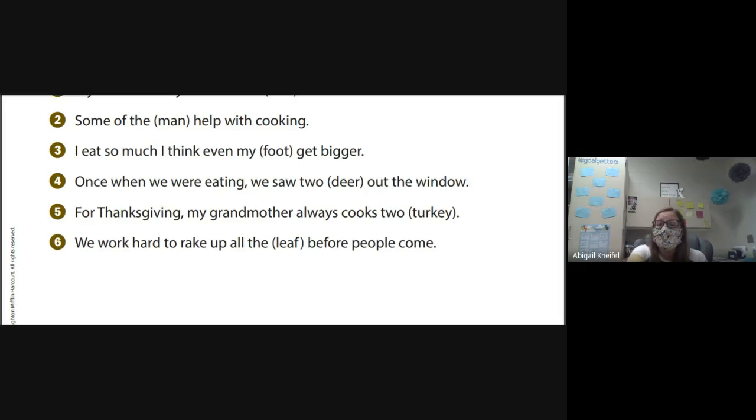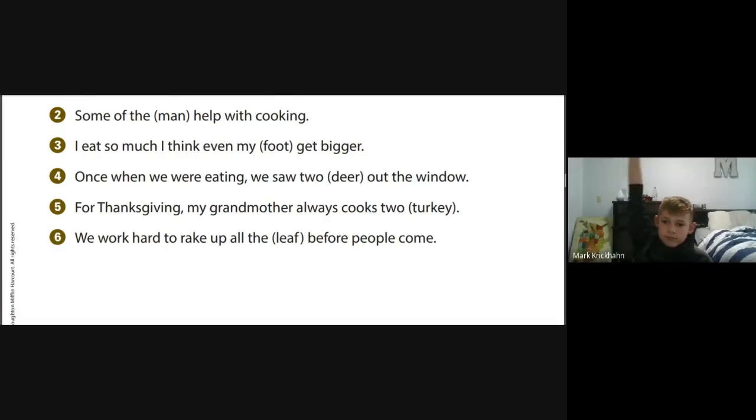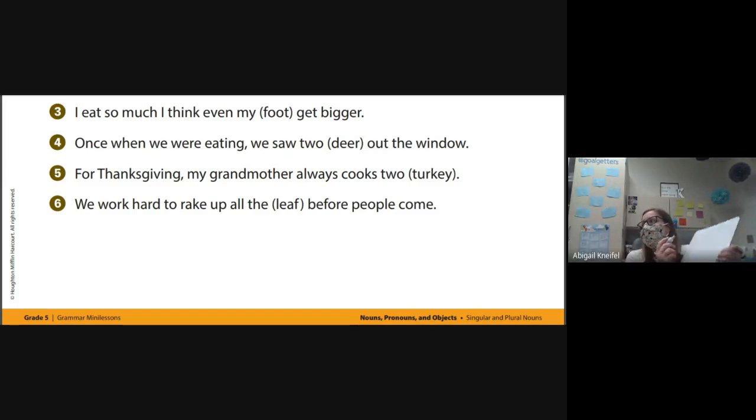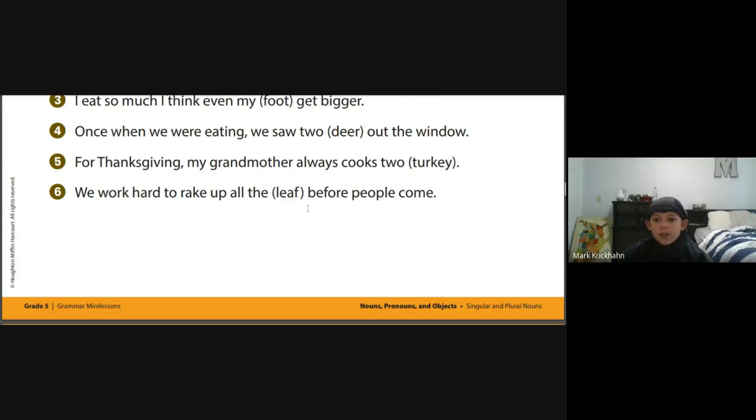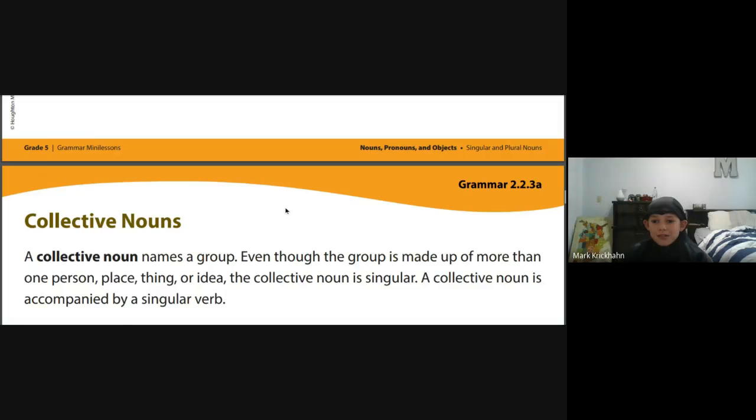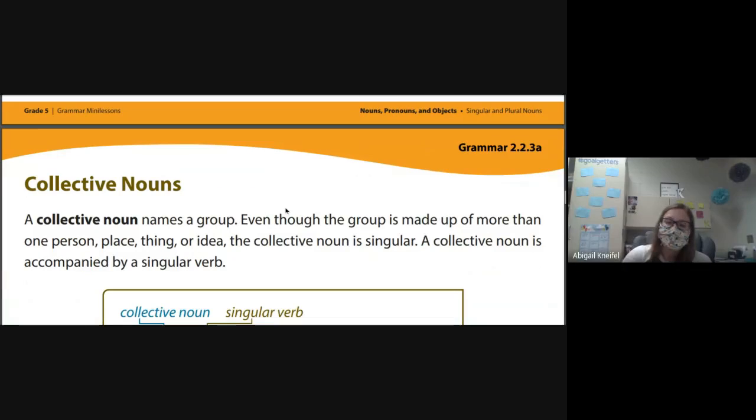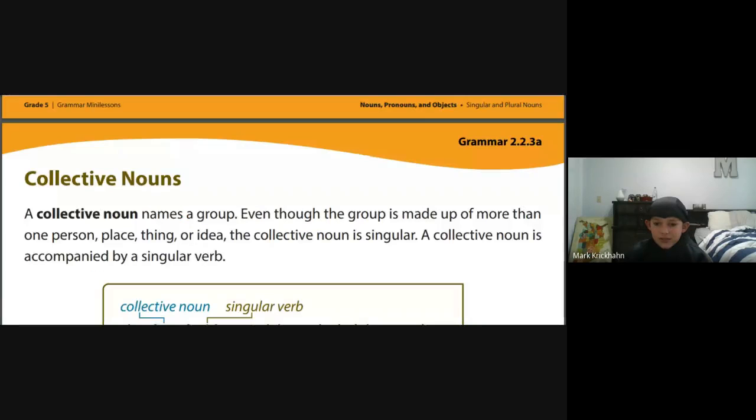And then we have leaf, which ends in an F. So instead of leaf, it is leaves. Someone spell leaves for me. Kylan. Perfect. Leaves. Woot woot. Another one is sheep. Yes, sheep. It's always sheep. You wouldn't say sheeps. Sheep.